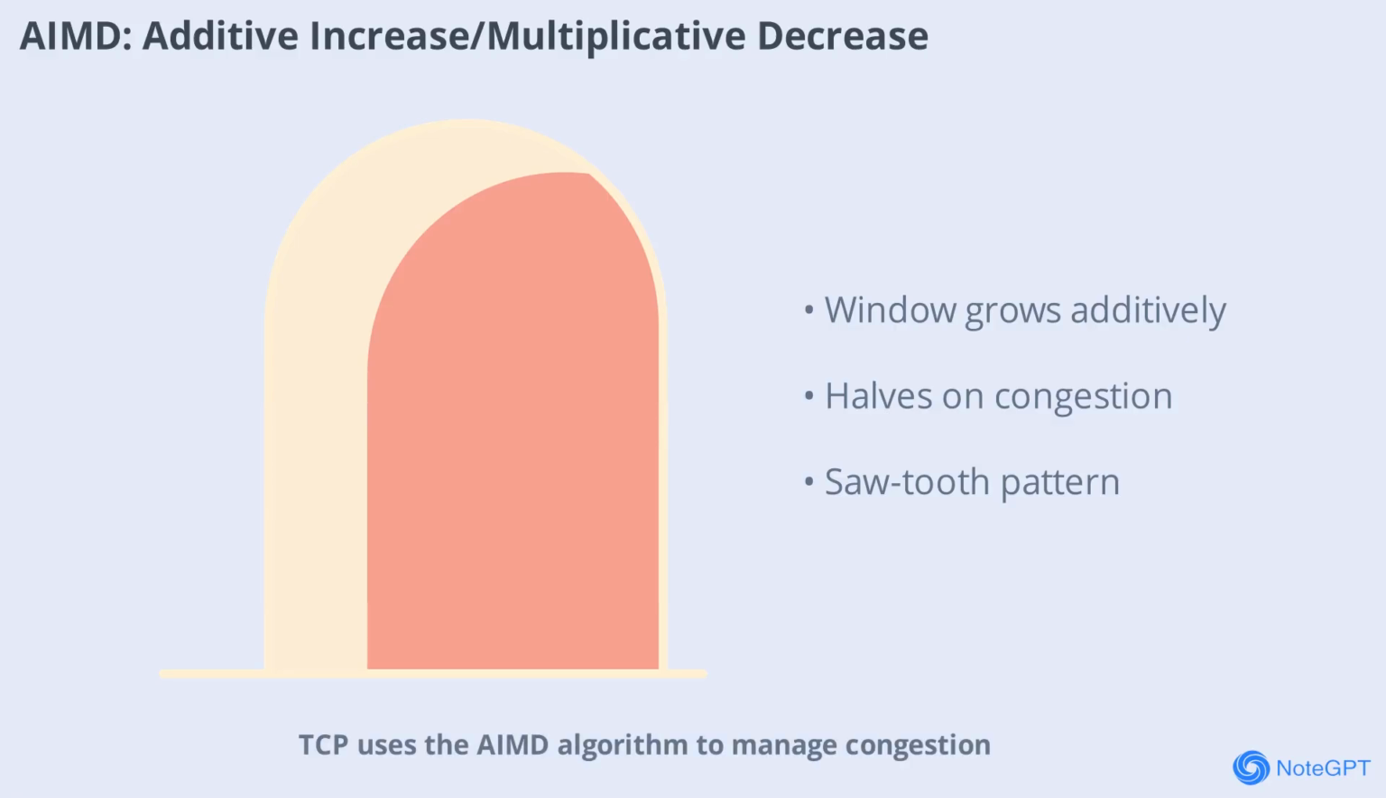TCP uses the AIMD algorithm to manage congestion. When the network is uncongested, the congestion window increases additively, allowing more data to be sent. If congestion is detected, typically by a timeout, the window size is halved, a multiplicative decrease. This sawtooth pattern of window growth and reduction helps TCP adapt to changing network conditions, balancing throughput and congestion avoidance.